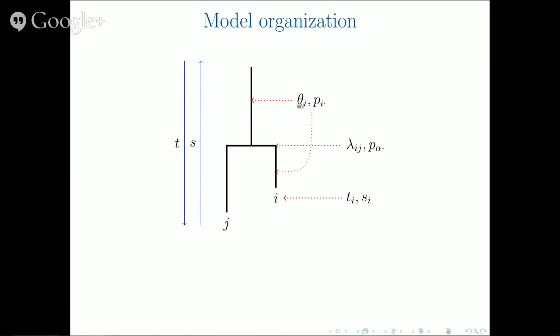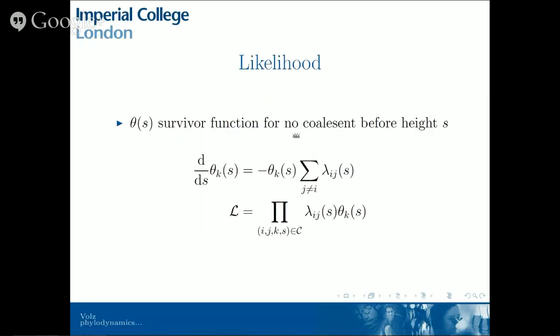Theta is a survivor function. This gives you the probability that a coalescent event has not yet happened within each internode interval. And the way you solve theta is simply by summing up all of the coalescent rates for all pairs of branches and solving this differential equation.